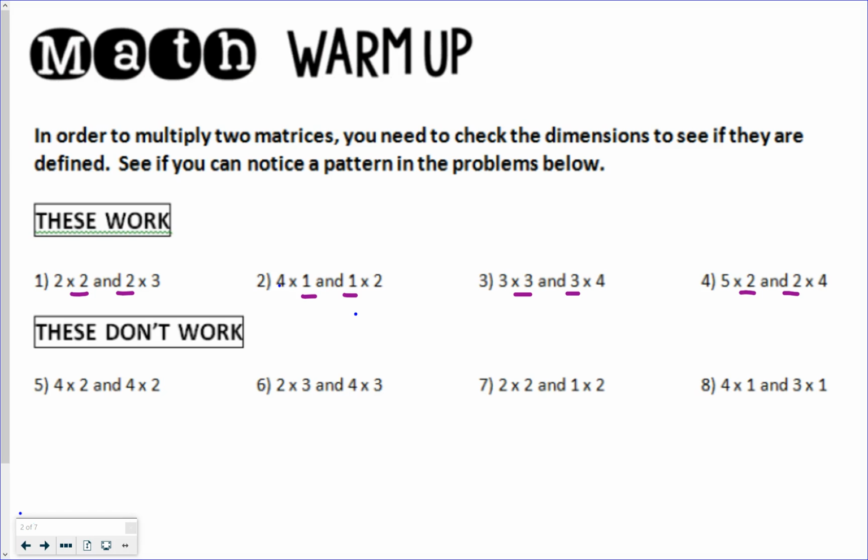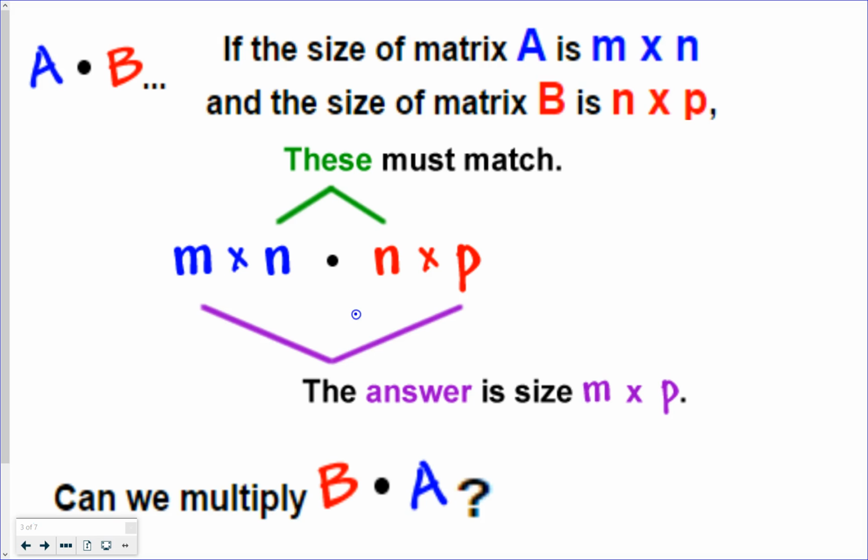Notice 5 through 8. None of these have a matching number in the middle, okay? So that's why these are not working, because their middle pieces are not connected to each other, okay? So that rule technically is, if we have two matrices, okay? The size of matrix A is M by N. The size of matrix B is N by P. Okay, whatever those numbers are. Those middle two have to match. Okay? The middle two numbers, meaning the column of the first and the row of the second, they have to be the same number. Okay?